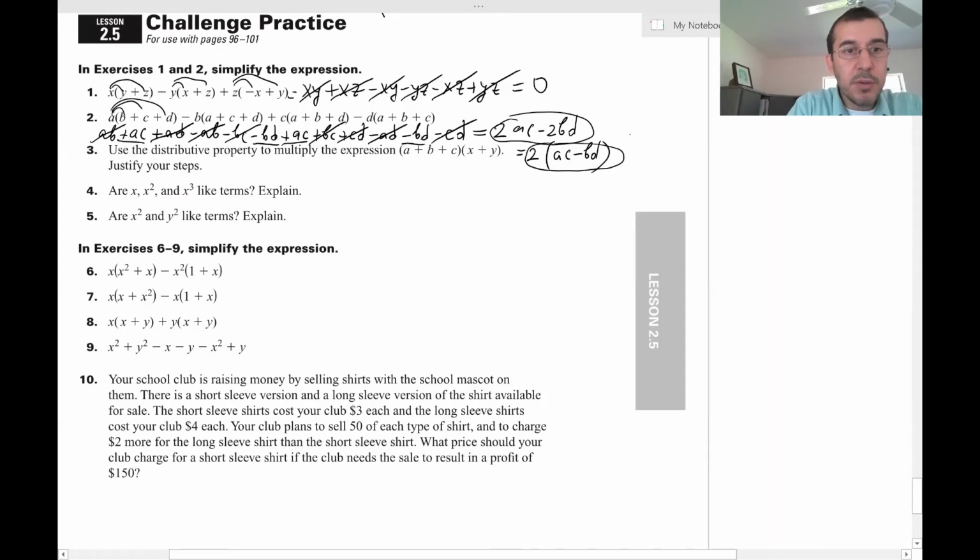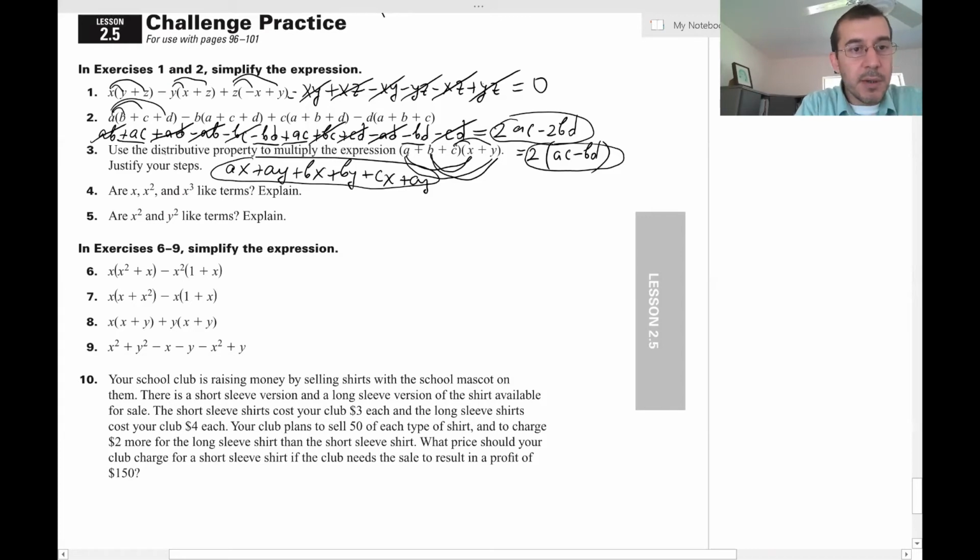Number 3, use the distributive property to multiply the expression. So we have A, we multiply A with X and A with Y. So A times X is AX, A times plus Y is plus AY. Then we have plus B with X, so that's plus BX, and B with Y, plus BY. And then C, we're applying the distributive property, C times X and C times Y, so that's CX and plus CY.